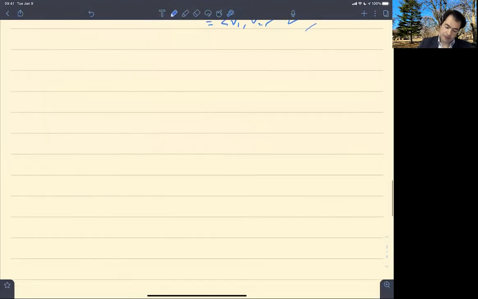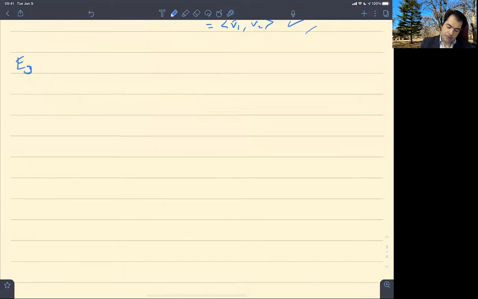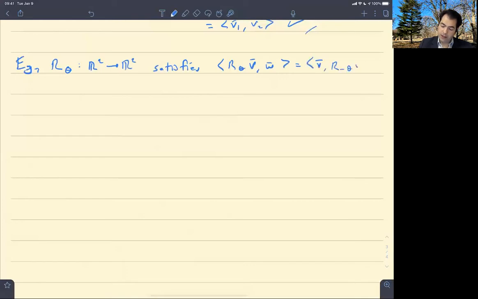So for example, consider R theta mapped from R2 to R2. So remember, this is just counterclockwise rotation by angle theta. This preserves inner products, and so it satisfies the corresponding identity, which here would look like this.